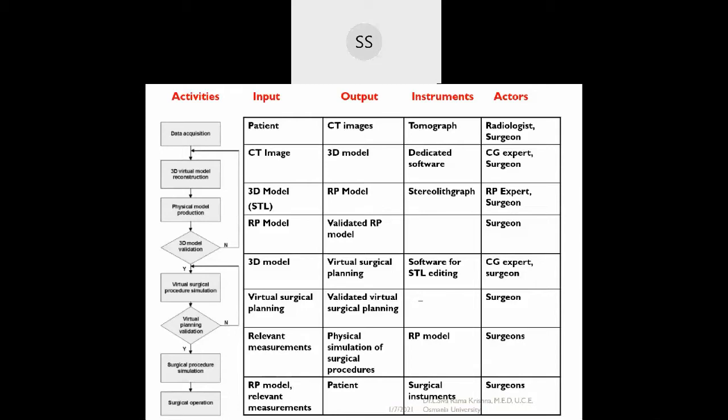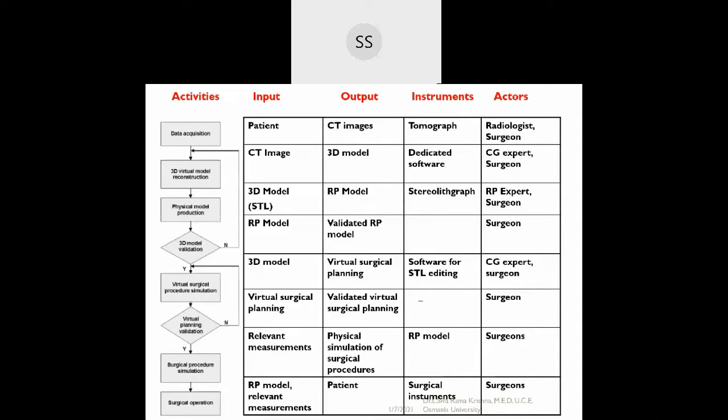Then, with the help of a surgeon, you validate the RP model. Then you do virtual surgical planning on the RP model using software for STL editing, with the computer graphics expert and surgeon alongside you, and validate the virtual surgical planning with surgeons. Then you do physical simulation of surgical procedures. Everywhere, the surgeon is along with you, and you come as a computer graphics expert, mechanical engineer and 3D printing expert, assisting doctors in various critical stages of the operation.